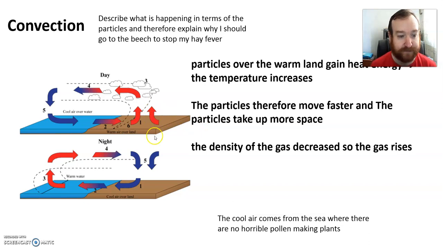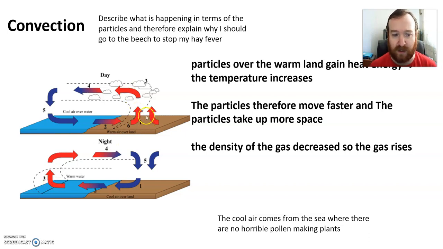Okay? Now, you could have answered your question, like I said in the little description, where you've drawn particles. So you draw the particles in the gas here, and you can show them heating up, so they're moving around really quick, so they take up a large area, a large volume, so the gas becomes less dense, and they rise. Now, notice I'm being really careful in my description.